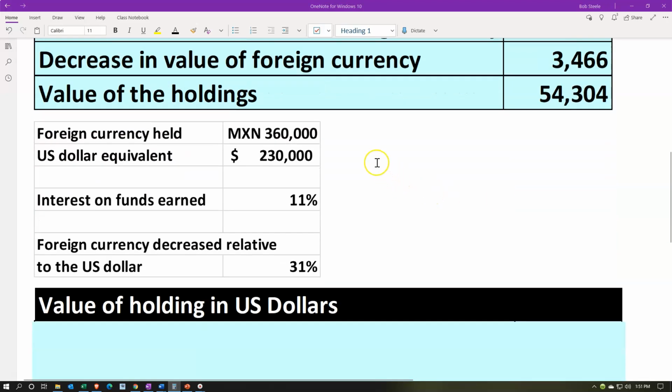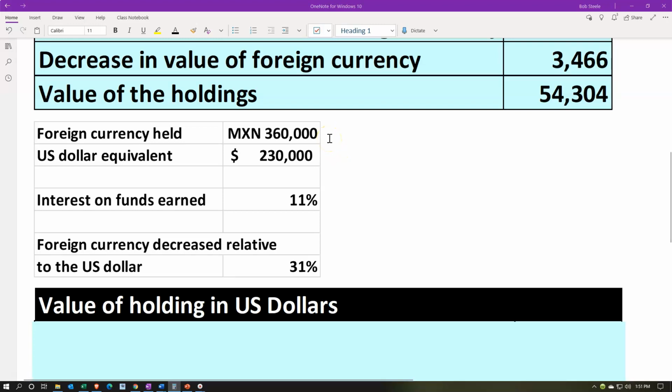Let's take another example and do it one more time. So we're going to take the Mexican peso here, same kind of thing, 360,000 foreign currency, US dollars equivalent 230,000. This isn't the current exchange rate or anything, it's just an example problem. If you want more of them, you can take a look at the advanced financial accounting course.